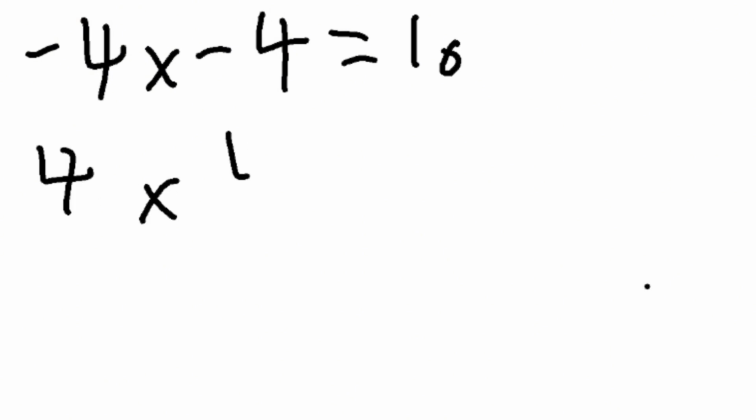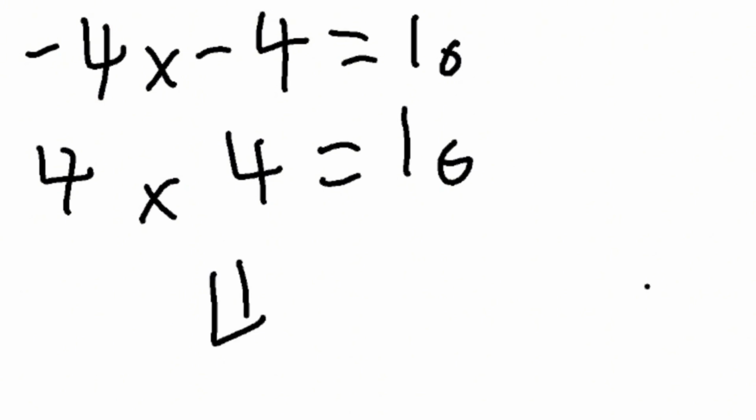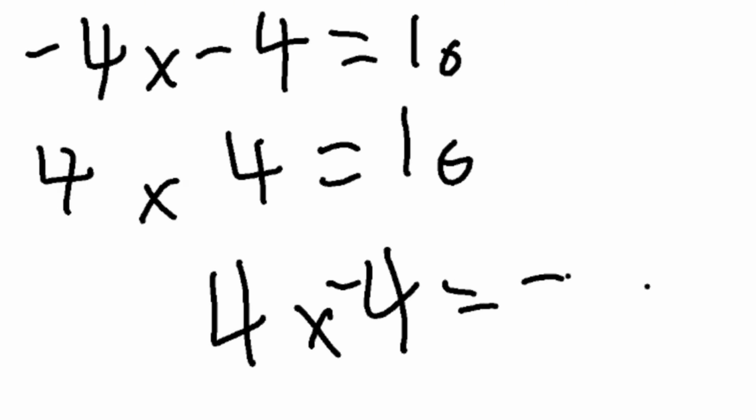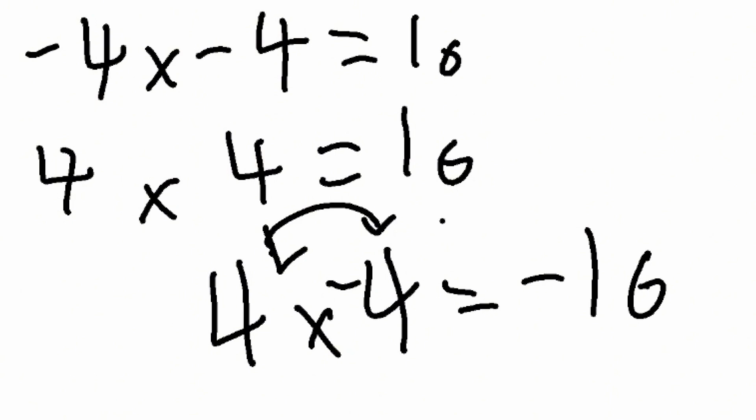-4 times -4 equals 16, just as 4 times 4 equals 16. Because two negatives make a positive. And 4 and -4 are not the same numbers. Different.